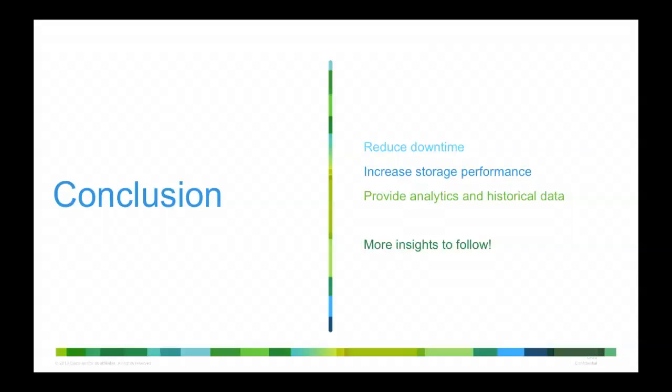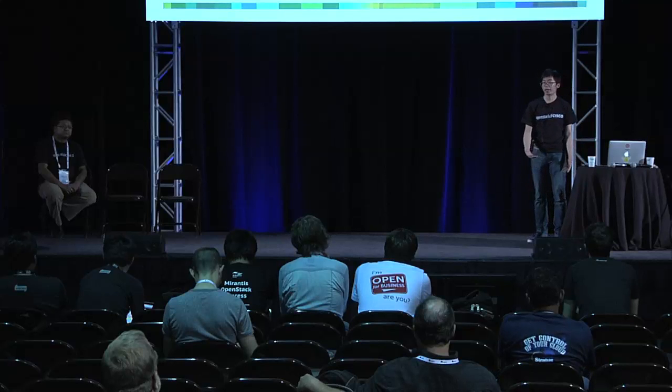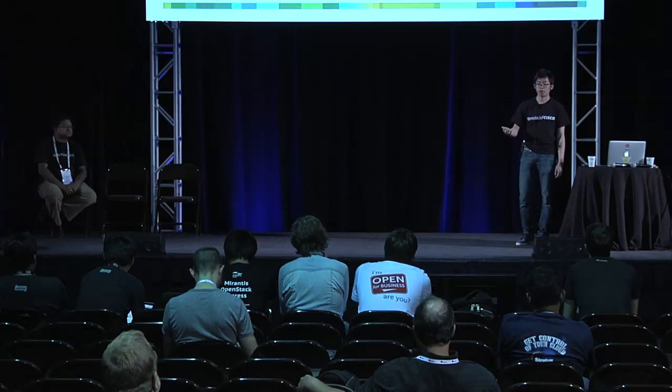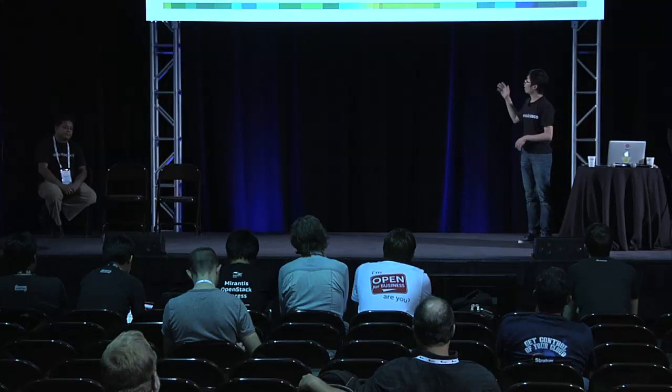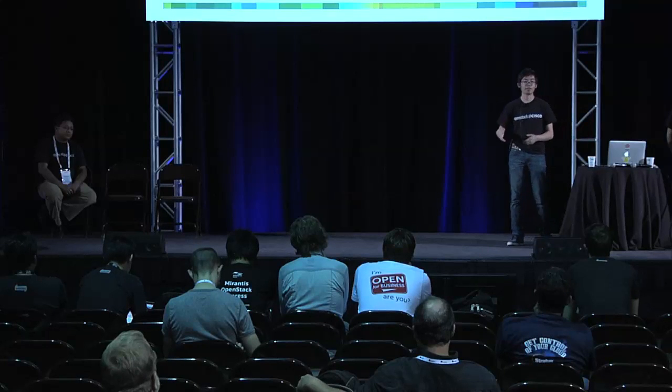Finally, let's summarize what we can do with storage usability. First, we can reduce downtime by detecting potential problems as soon as they take place or even before they take place. We can use this visibility to tune our system and see immediate results and see if the configuration is good or not. And what's more, we can provide predictive and historical data for future prediction. The most important part is that there are plenty of insights waiting for us to find.